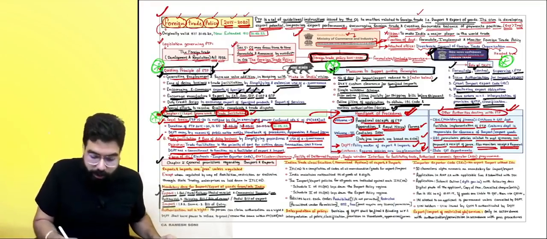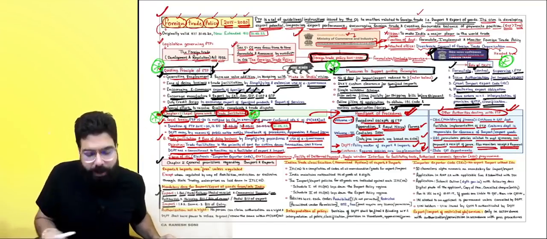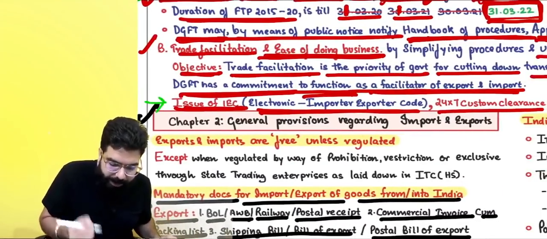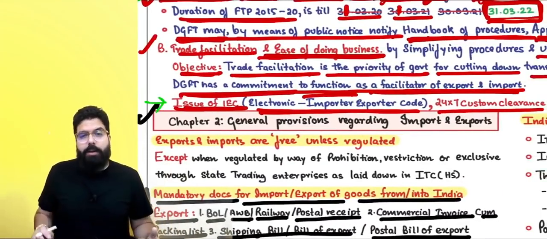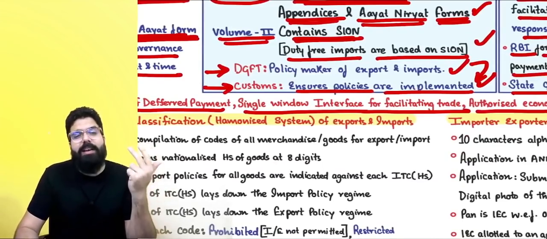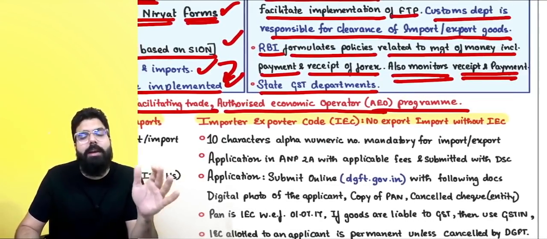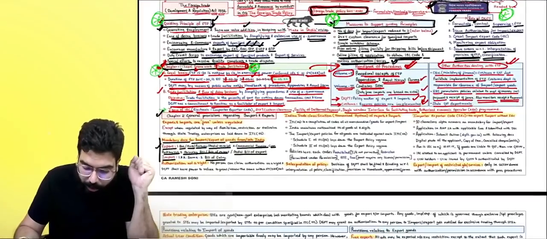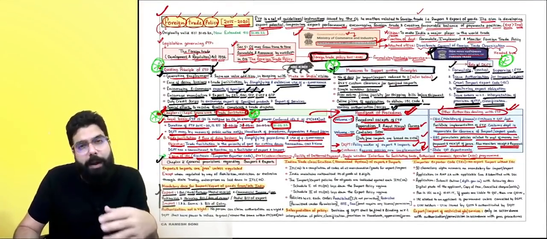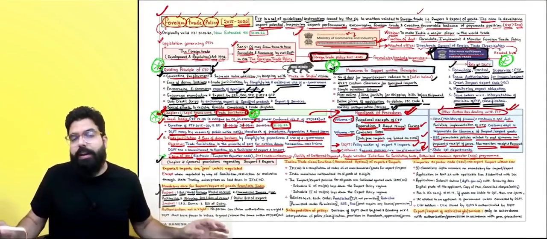Write a note, sir, what are the trade facilitation measures which are implemented by the government? Government has gone ahead and implemented Import Export Code which can be taken online 24x7. Customs clearance is there, facilitation for deferred payment is there, single window clearance has been given, and the Authorized Economic Operator program has been launched by the government. All these are steps towards trade facilitation, everyone.